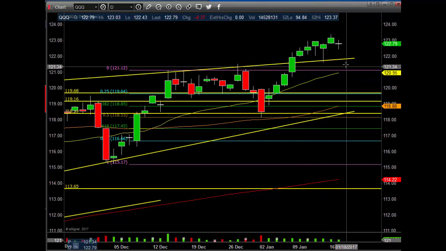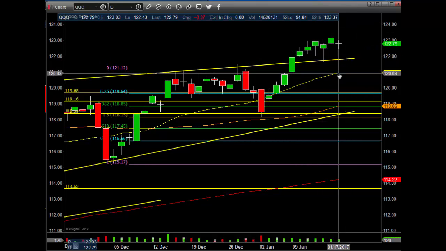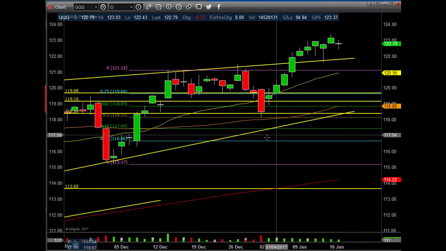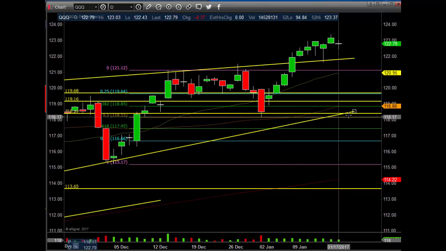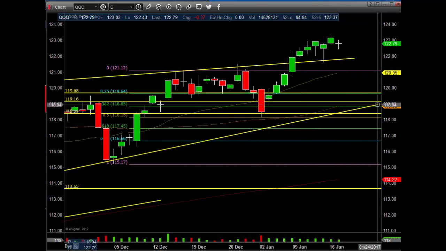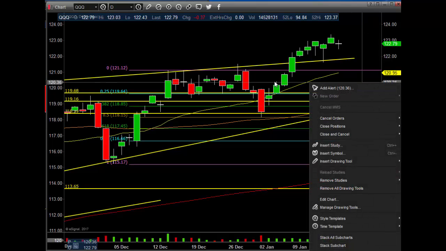If this pattern fails, see if we get below this trend line, below the 20 MA, and then we should have lower prices to come. We've got a gap fill here at 118.86, maybe a $4 or $5 pullback. If this trend line fails, if we crack through, this is going to be a big one, guys. If that cracks, then I think we have lower prices to come. But you know what? We'll have to see how it reacts.